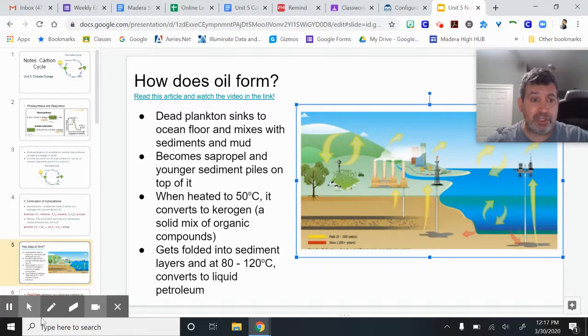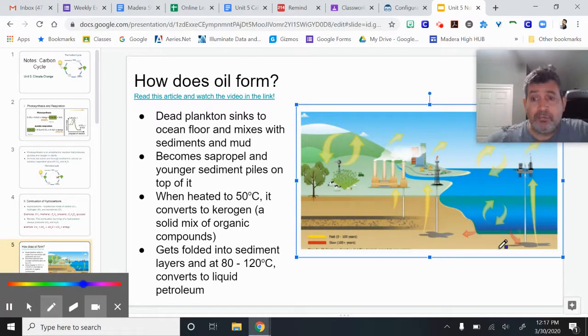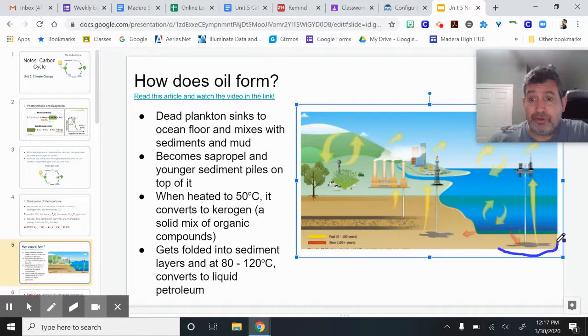Now, a couple of things. Most of that oil is forming under the ocean floor, I should say. But you notice that we still drill for oil here in California, in Bakersfield. If you go down there, there's oil wells in Texas. So how did the oil get there?